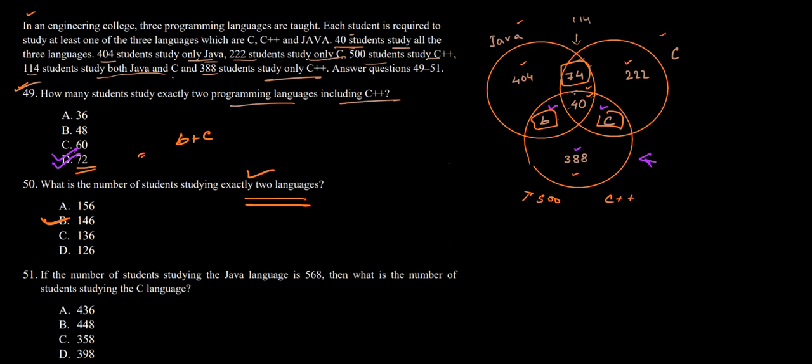Now moving on to the next question. Here we have question number 51, which says, if the number of students studying the Java language is 568, then what is the number of students studying the C language?